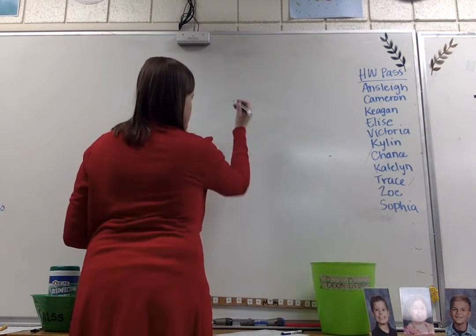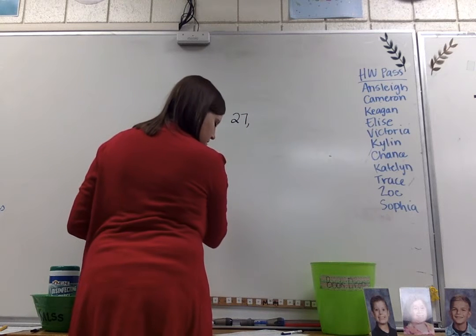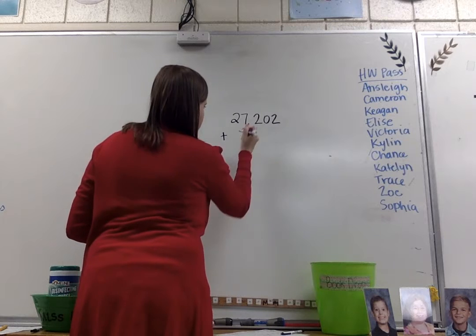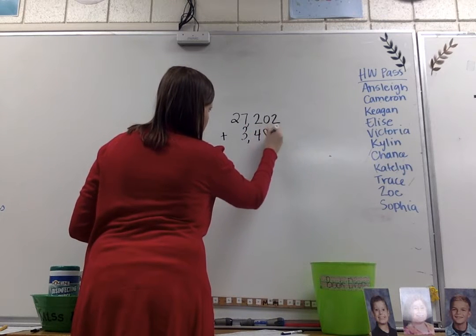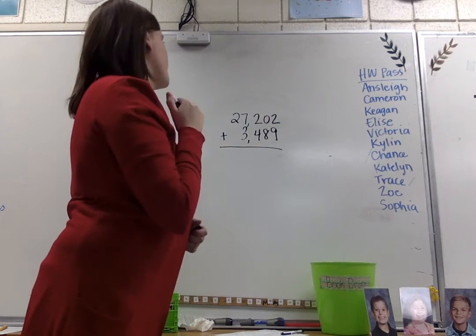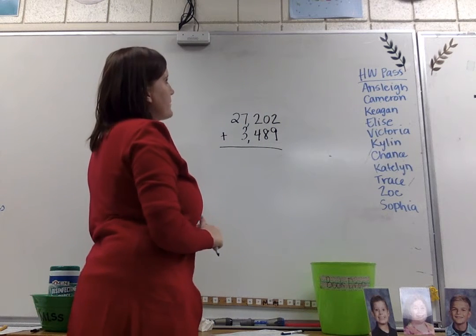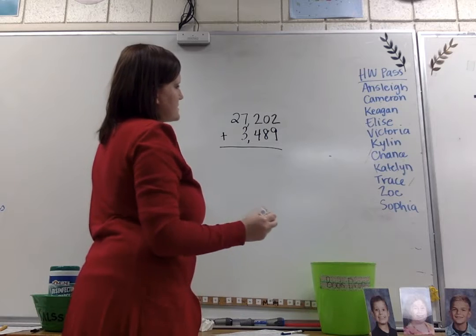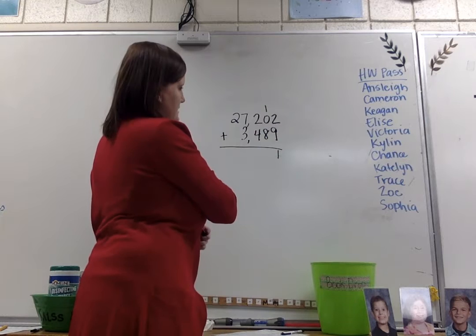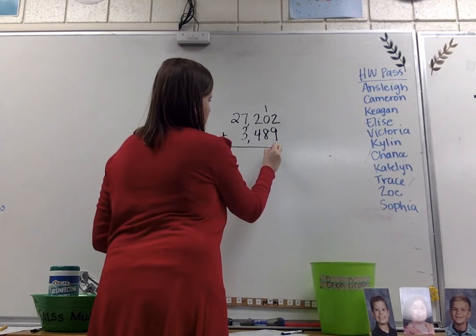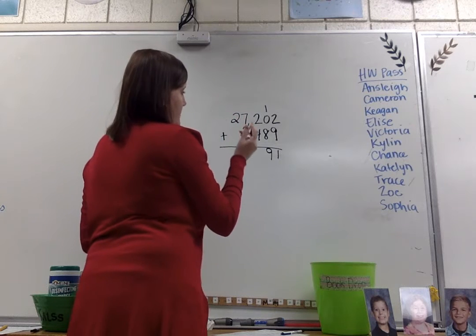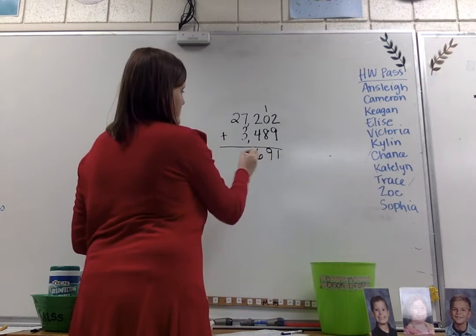Okay, next find the sum. We have 27,202 plus 3,489. Make sure you line them up nice and perfect in the different place values. Looking at the ones place, we have 2 plus 9 for a sum of 11. The 1 will go in the ones place. The 1 will go above the tens. 1 plus 8 is a sum of 9. The 9 will go in the tens place. 2 plus 4 is a sum of 6, so the 6 will go in the hundreds.